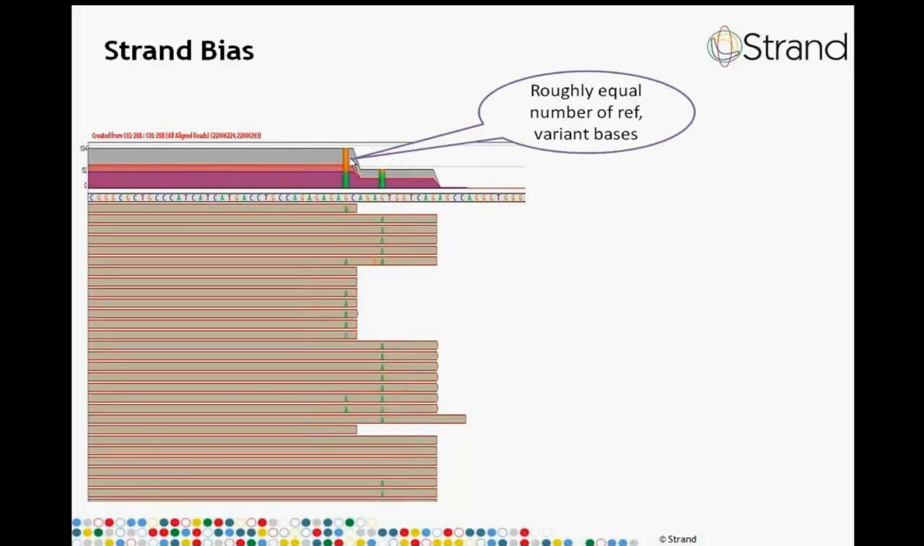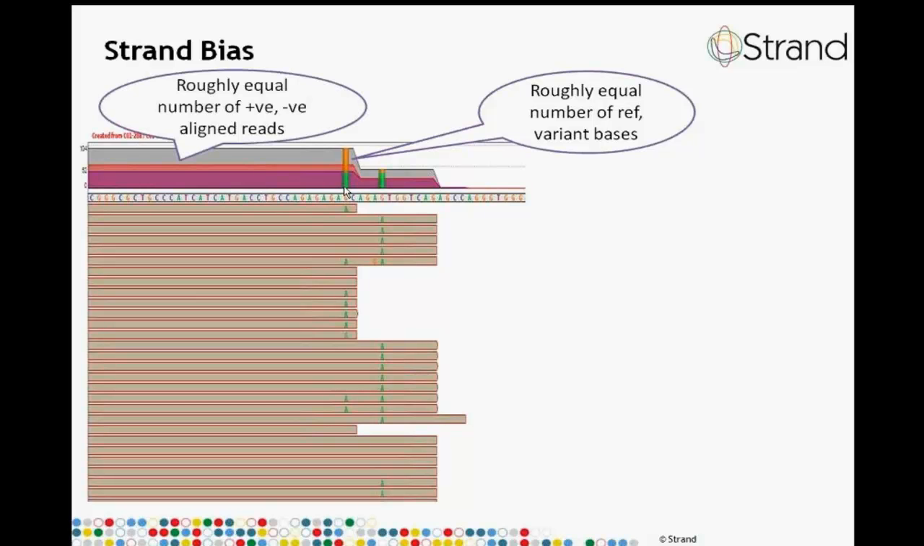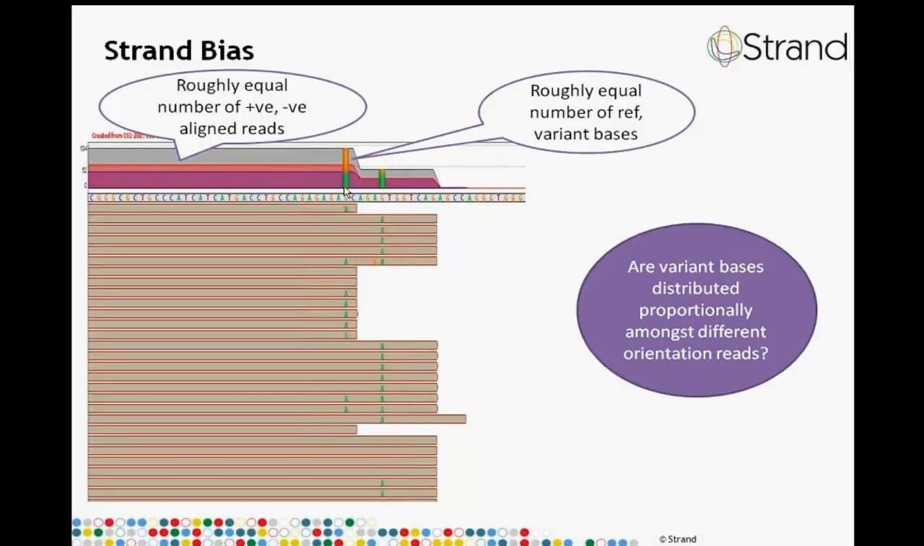So at this particular location, we have a roughly equal number of ref and variant bases, as indicated by the mismatch histogram. We have a roughly equal number of positive and negative aligned reads. But what we don't know is how the variant reads are distributed in the positive and negative orientations. For instance, it is possible that all of the variant bases are there only in the negative strand. We don't know whether that is indeed the fact or not. So that is what the strand bias tries to estimate. A strand bias is a number between 0 and 200, where 0 indicates that the variant bases are distributed proportionally amongst the different orientation reads, and a strand bias of 200 would indicate that all of the variant bases are there only in one orientation read.